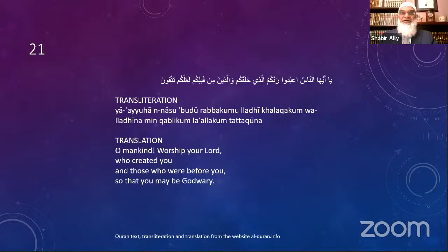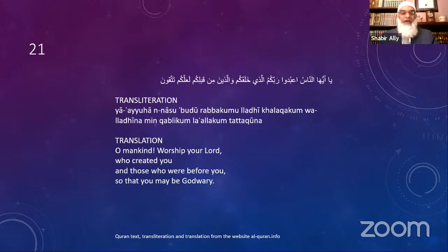so that any anomalies or unusual features may be pointed out. Ya ayyuhan nas. You see right there, the N seems to start something there, which is unusual in English. It's not going to happen in English like that, just the N by itself. So the reason they have done it like this is because the vowel is borrowed from ayyuha. So instead of an-nas, we are saying ya ayyuhan nas, ya ayyuhan nas u'budu rabbakum alladhi khalaqakum walladhina min qablikum la'allakum tattaqun.